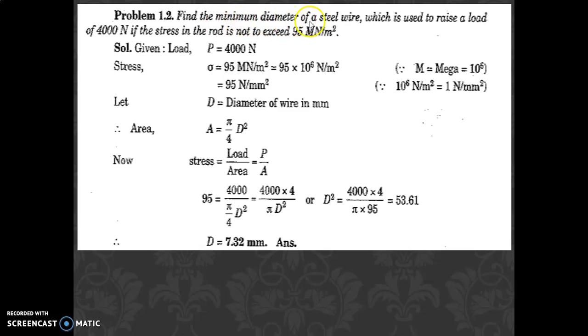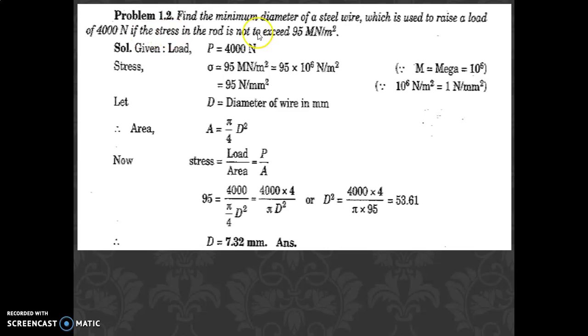Now, like this, one more simple problem we have to study here. Find the minimum diameter of steel wire which is used to raise a load of 4000 Newton if the stress of the rod is not to exceed 95 mega Newton per meter square. Okay, so see the example. Find the minimum diameter of the steel wire. The steel wire is used, we have to identify the diameter of that steel wire. And this particular steel wire is used to raise a load of 4000 Newton. So load or force is given to us as 4000.